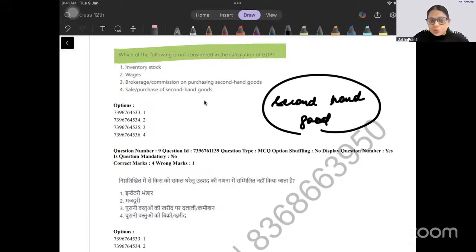It is not included because those goods were already counted in GDP in the year that they were produced. In the year they were produced, they would have been counted in GDP. They were already counted in GDP in the year that they were produced. Right? So you're right that second hand will not be included. Yes, C will be included. Brokerage or commission on the purchase of a second hand good, we will include that.